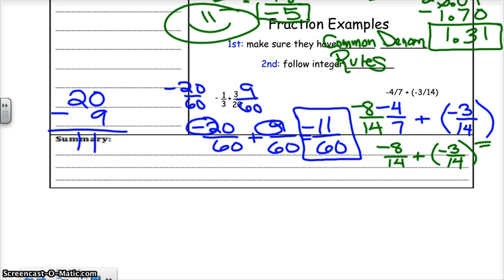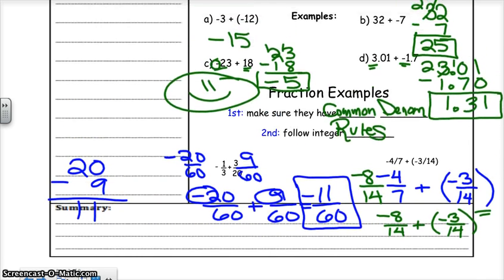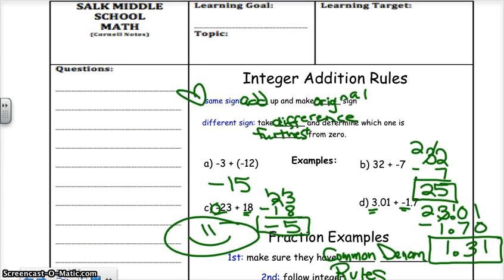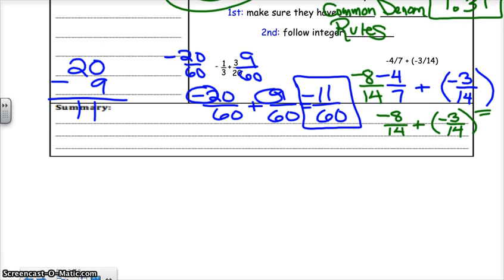Are they the same or different signs? Same signs. So according to my rules, if they're the same sign, I add them up and make it that original sign. So I'm going to add 8 plus 3 is 11, keep it negative, over the denom of 14. Final answer. And that's how we add integers.